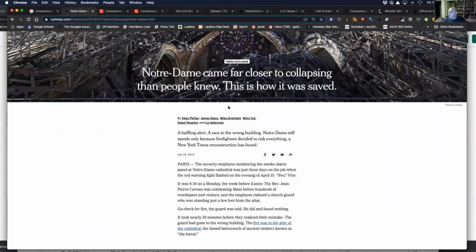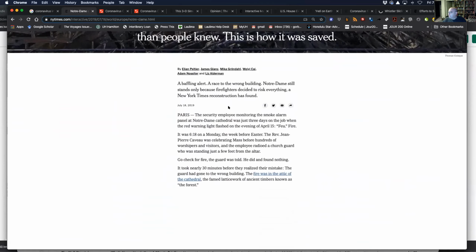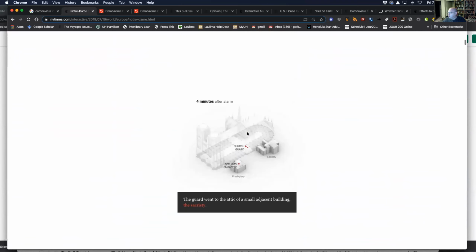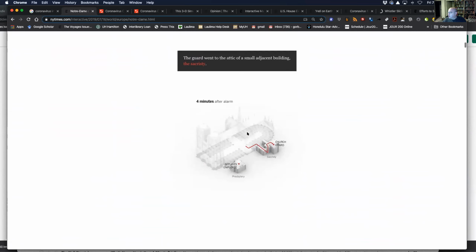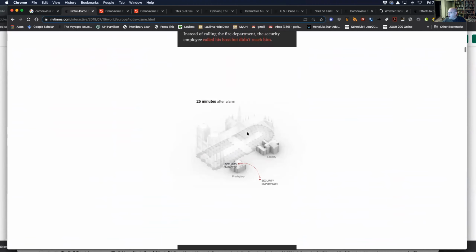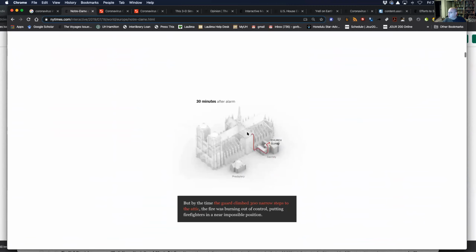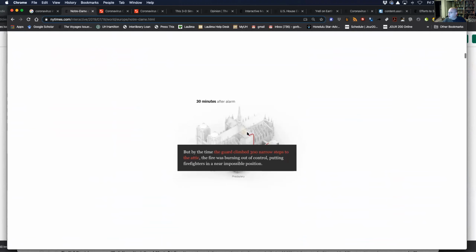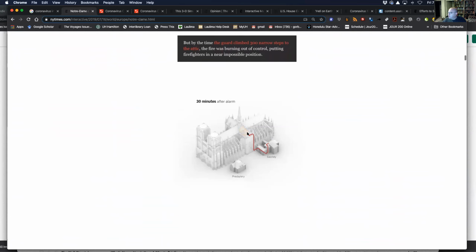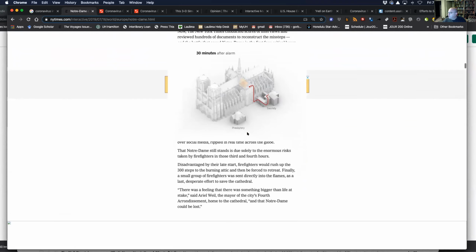So this infographic, for example, is about the Notre Dame fire. And you can see it shows you where it starts, and then kind of a blow-by-blow, 5 minutes after the alarm, what kind of happened, the manager called back. So it illustrates the story of how this worked by giving you a cutaway of the building. So you can actually see an outline, the outside of the building, but it's a cutaway. So it allows you to see what you wouldn't be able to see with the naked eye.